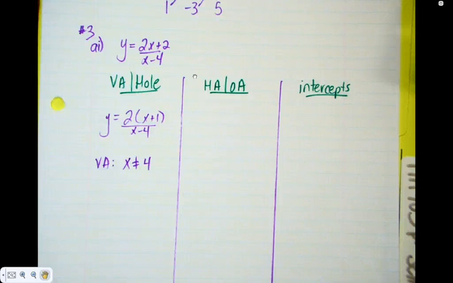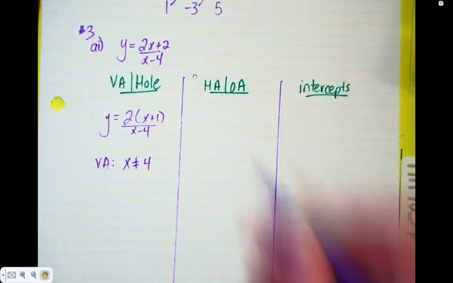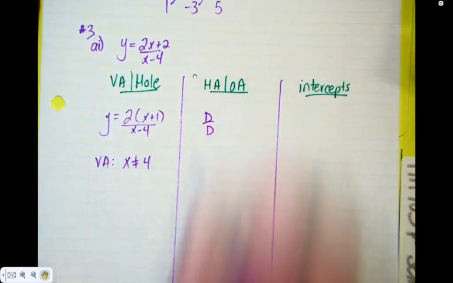The middle column is what we're adding in today, and your brain's going to want to factor. No, that's not how we do horizontal or oblique. What we look at is the degrees. What's the degree on the top? What's the degree on the bottom? So this is degree over degree.